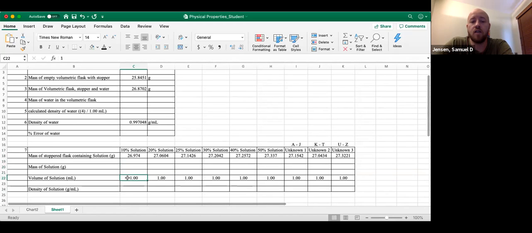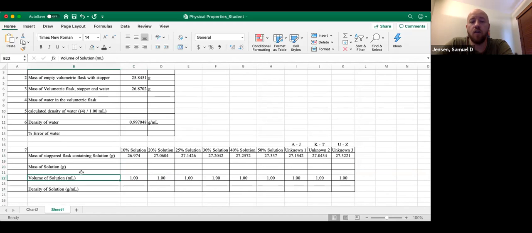Now, the flasks that we used were just little tiny baby 1 milliliter flasks. So all of the samples were already 1 milliliter. So the mass of each solution is the density. Okay.